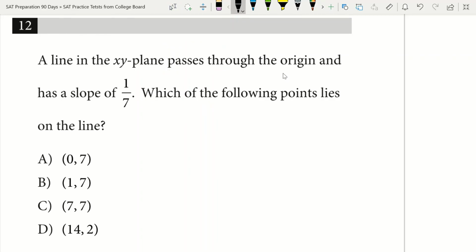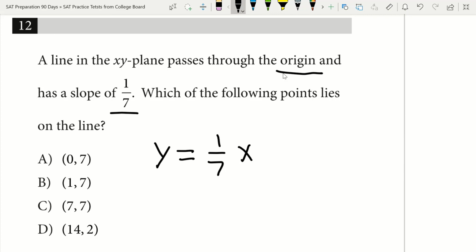All right, so here's an SAT math trick for you. This is question 12 from SAT Practice Test 1. So the trick is this. If you're told a line in the XY plane passes through the origin and has a slope of 1/7, and you're asked for which point lies on the line, well, you can go ahead and say your equation is going to be y equals 1 over 7 times x, since 1/7 is your slope.